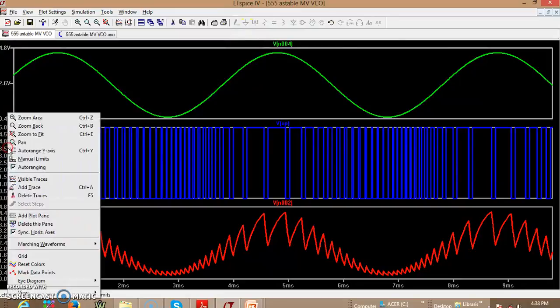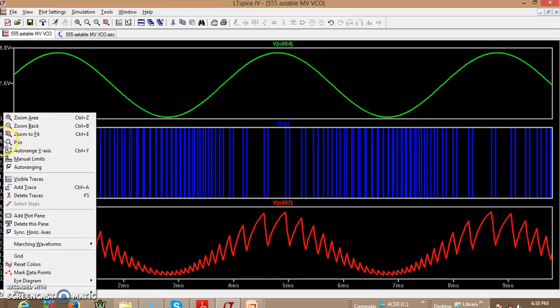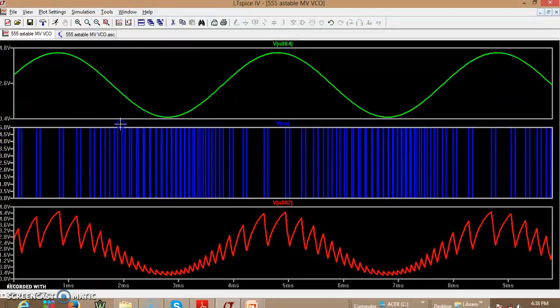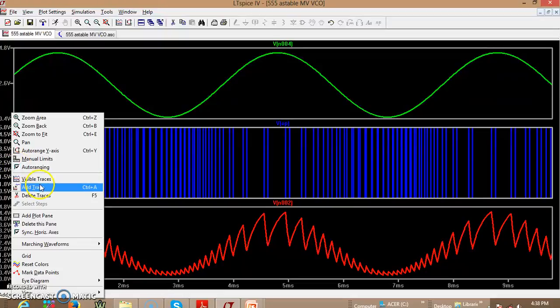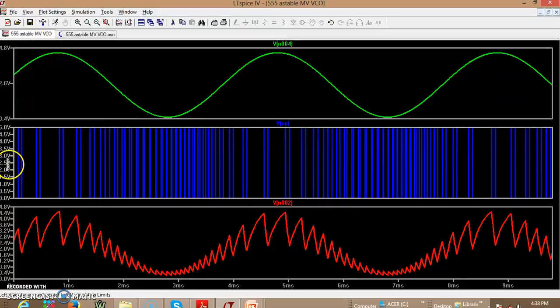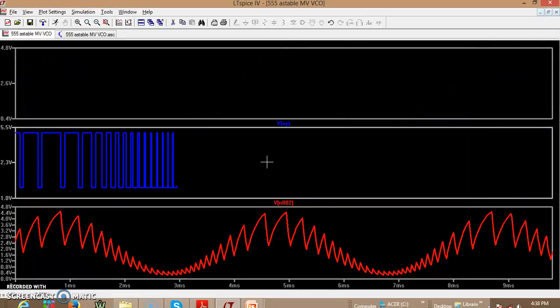To have more clarity, let me change the scale here. The scale can be changed to a different value. To change the scale, let me click on this. Now the top of the scale is 5. To have clarity, let me make it 5.5 volts, and the bottom is 0. Let me make it minus 1 volt.